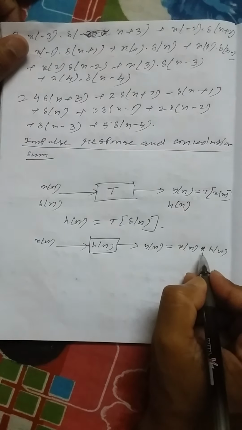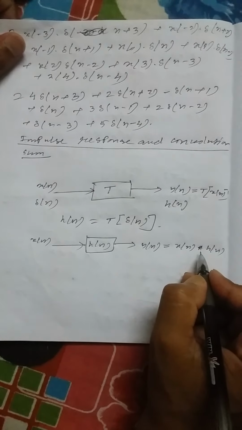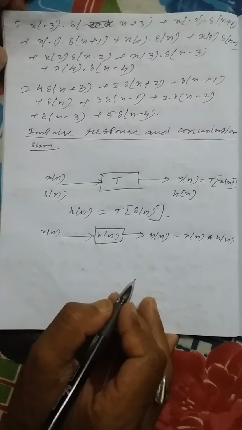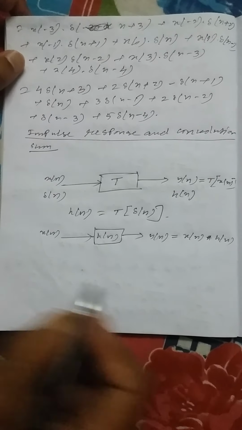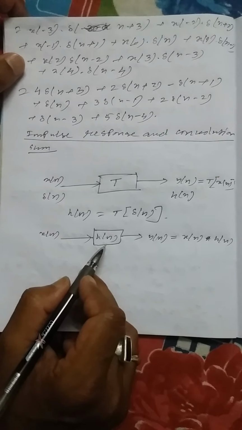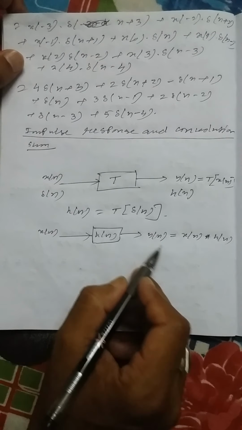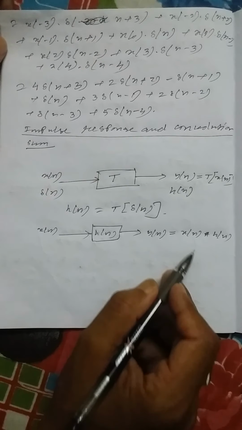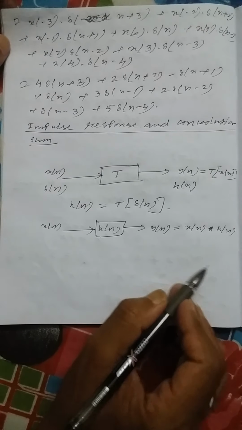This is basically the convolution operator or convolution sign. So x[n] convolution h[n]. If we know the input and impulse response of the system, then we can easily obtain the output of the system by using this convolution operator.